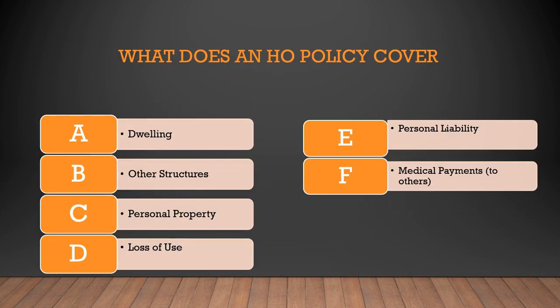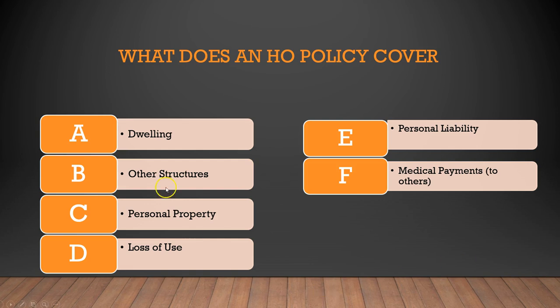So we now know there are 7 types of home policies, but the structure of each home policy for the most part is pretty similar. The parts of the policy are listed from A to F. You have your property coverages, A, B, C, and D, and then you have your liability coverages, E and F. So understanding what each of these parts cover is definitely going to be important when you're studying your home policy.